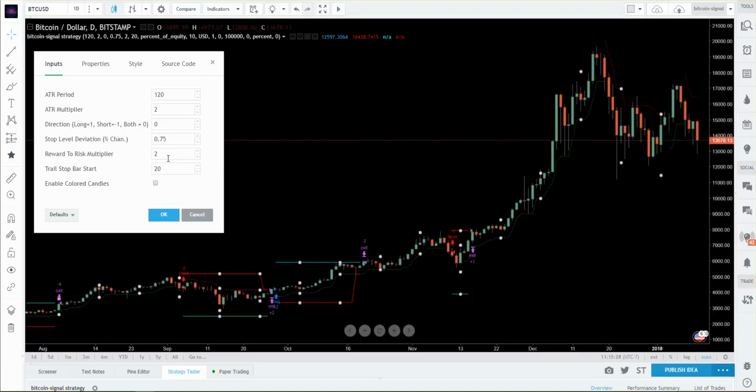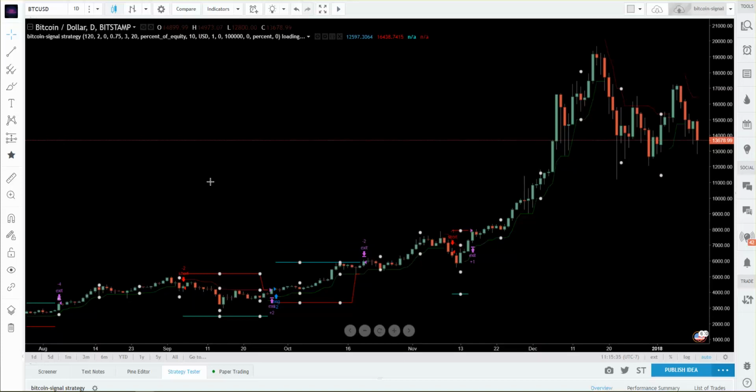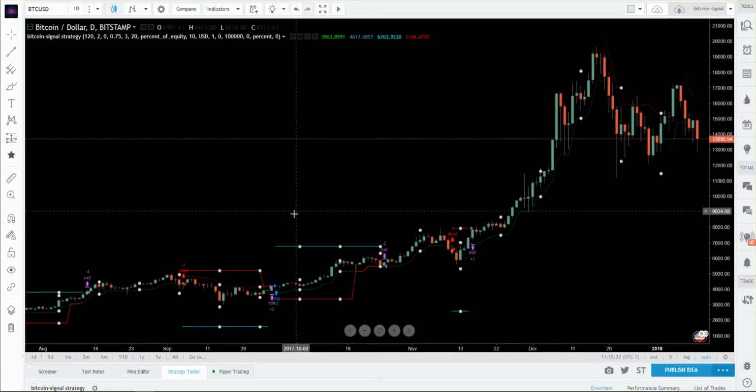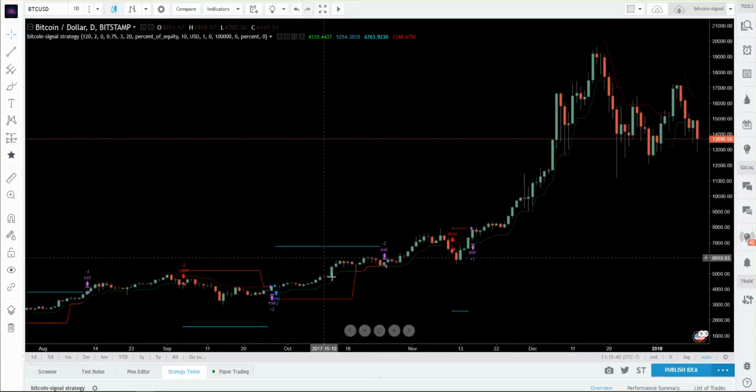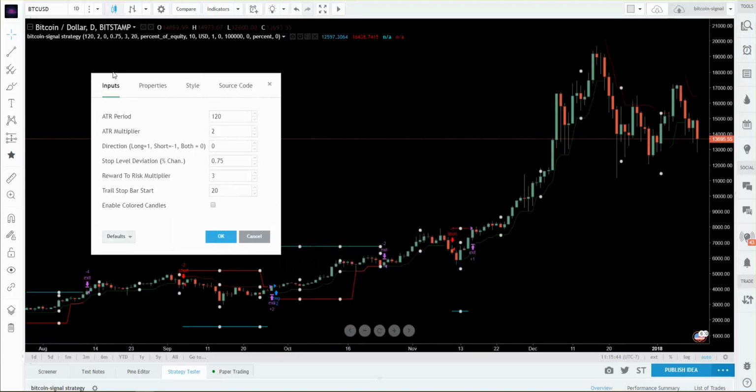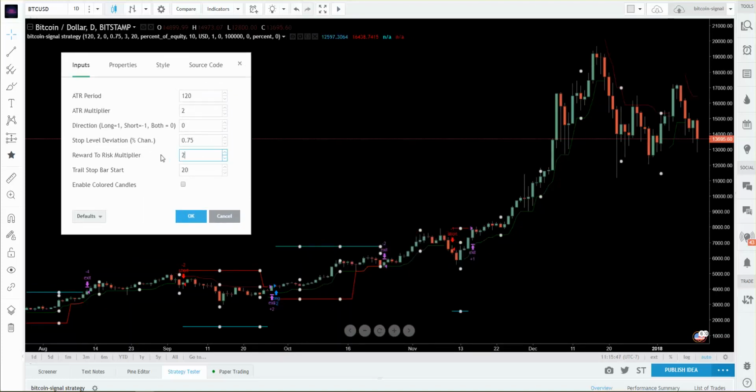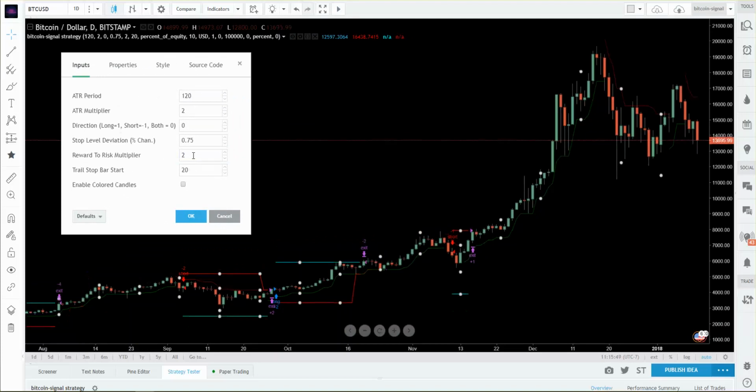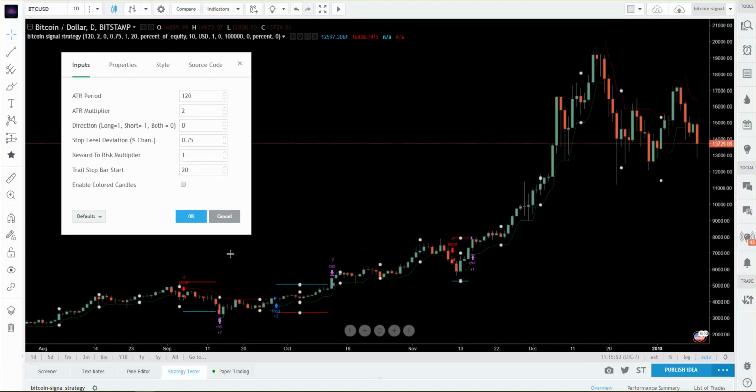The reward to risk multiplier is pretty straightforward. We could set that to 3, and as you can see, now your targets move a little farther away. We can move back down to 2. Set really conservative targets, move it to 1. So that really controls your target, and it's a multiplier of your stop loss.